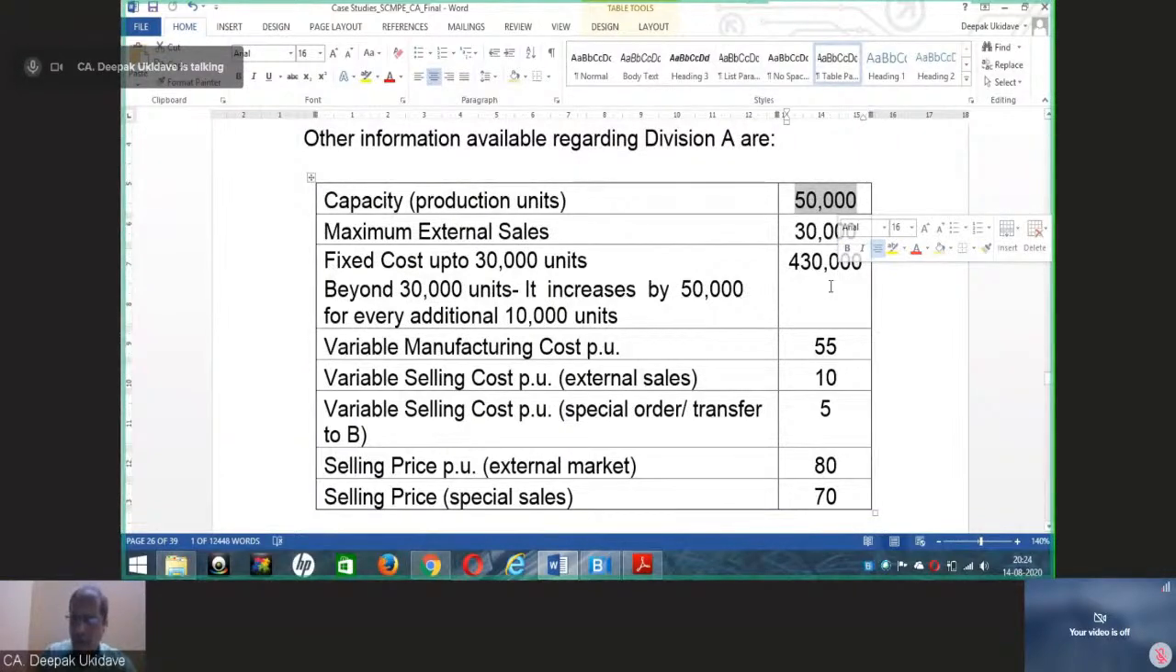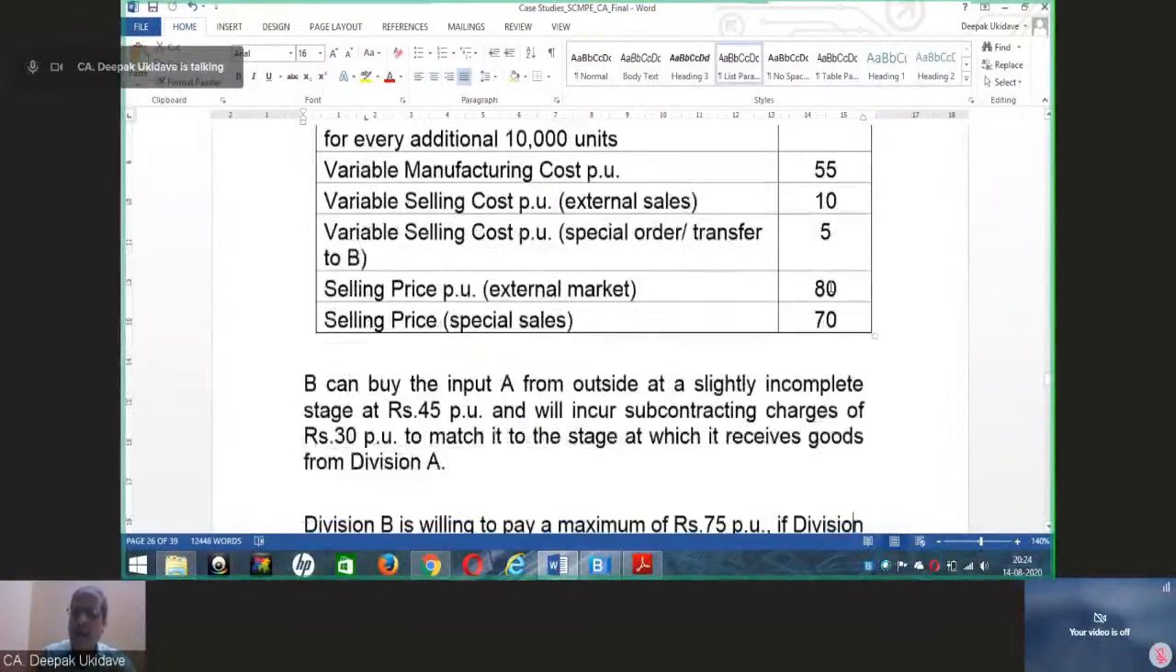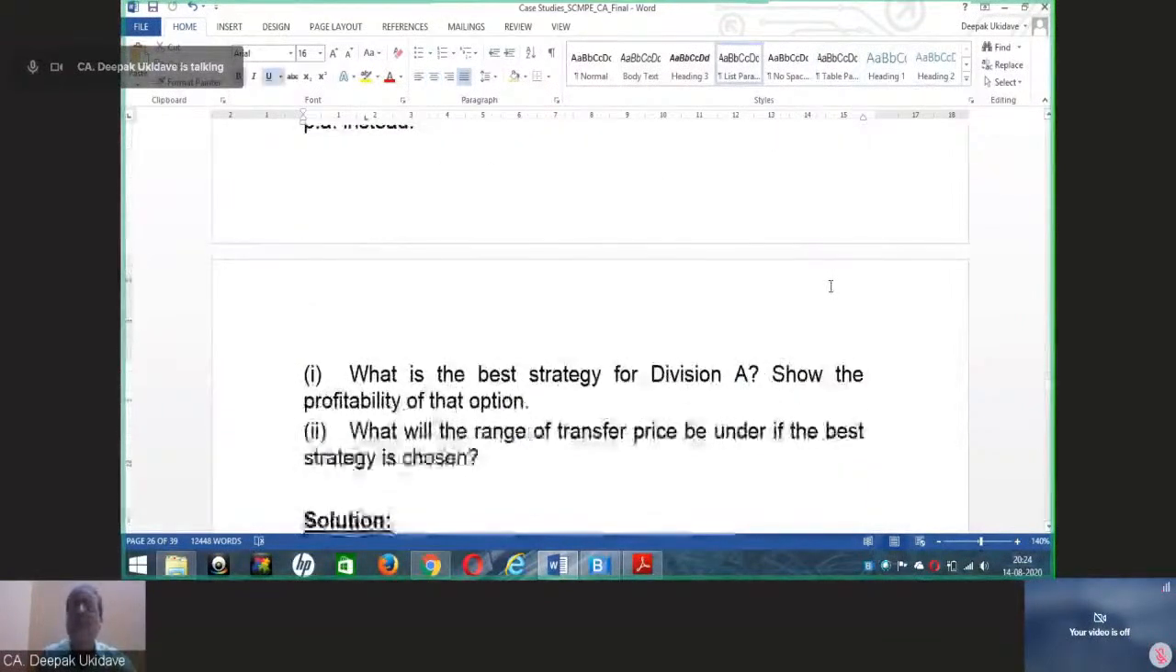Or you can always cater to the special customer and then not cater to the internal customer. So what is the best strategy? Pros and cons. You have to evaluate the cost-benefit analysis of different courses of action. Show the profitability of that option, which is the best strategy for division A. Question number 1. And question number 2. What will be the range of transfer price under the best strategy chosen? That means, what is the best strategy for division A?